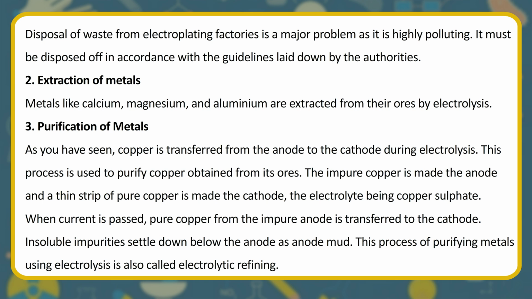The impure copper is made the anode and a thin strip of pure copper is made the cathode, the electrolyte being copper sulfate. When current is passed, pure copper from the impure anode is transferred to the cathode. Insoluble impurities settle down below the anode as anode mud. This process of purifying metals using electrolysis is also called electrolytic refining.